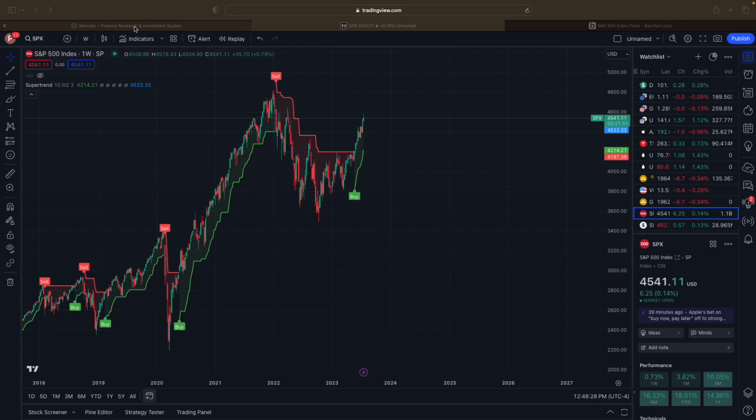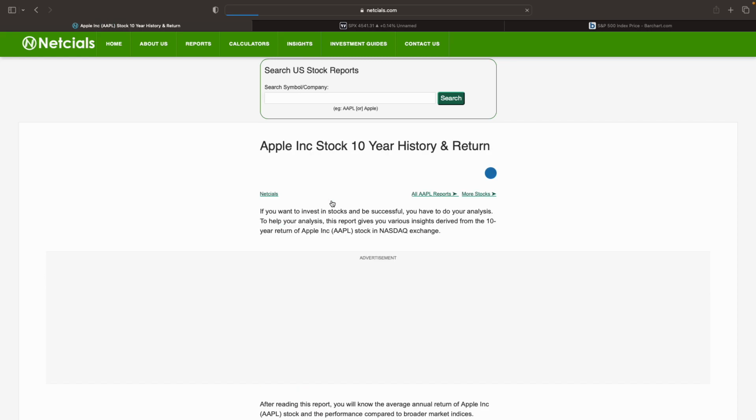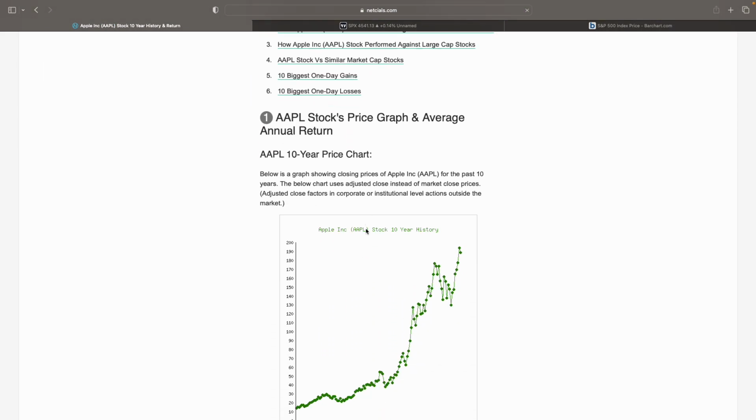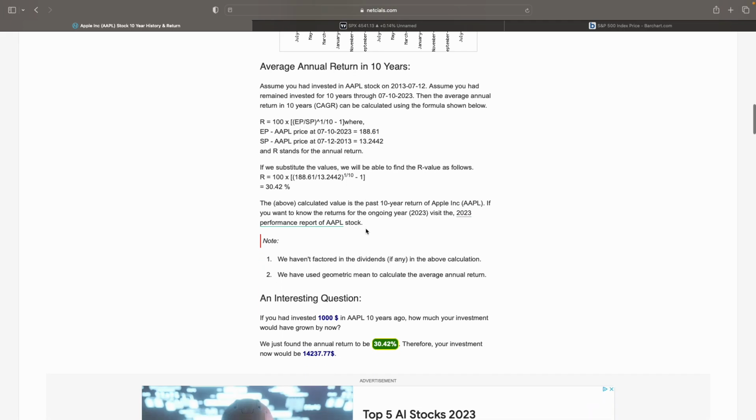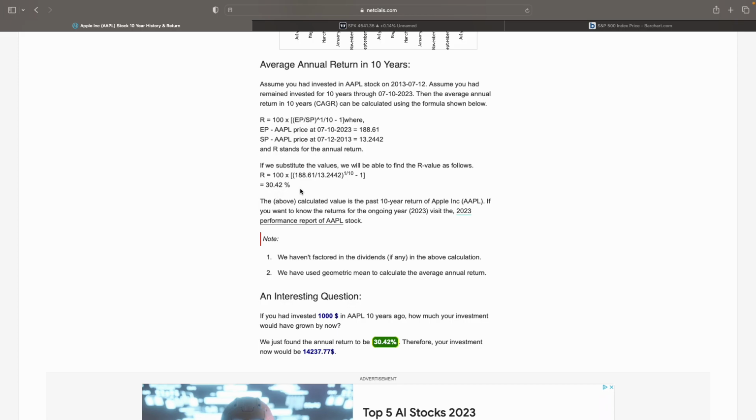So this is what I do at the beginning of the year. I go to NetTools and I type in a company. Like, let's say if I type in Apple, it's one of the most common companies that everybody has in their portfolio. So I go to Apple, I look at their 10-year history. I scroll down and it'll tell me Apple has a return of 30%. Okay? So 30.42%.